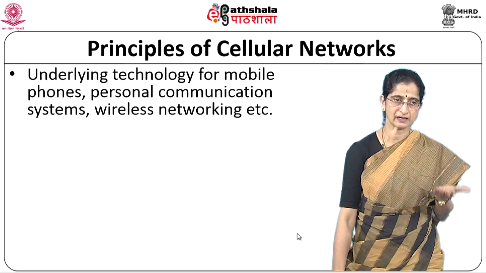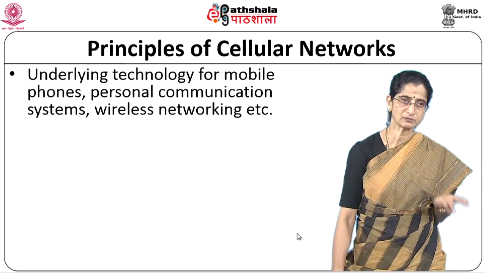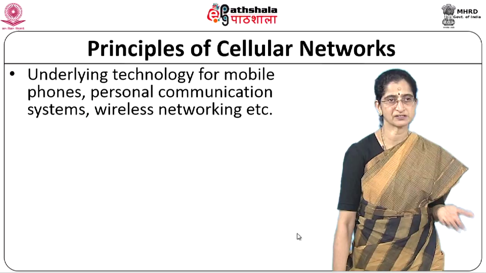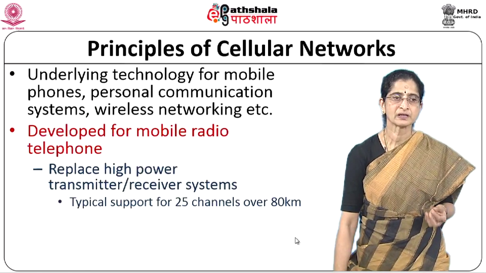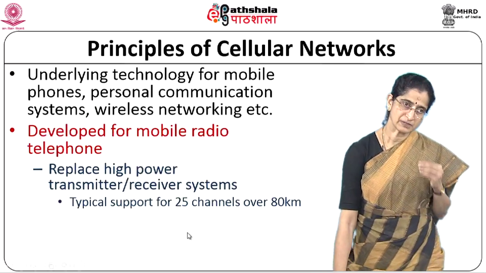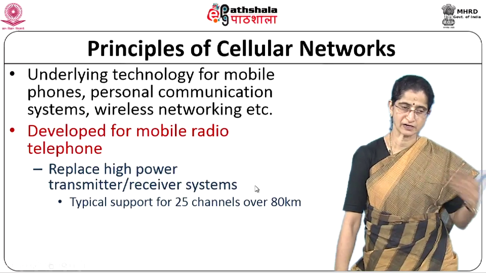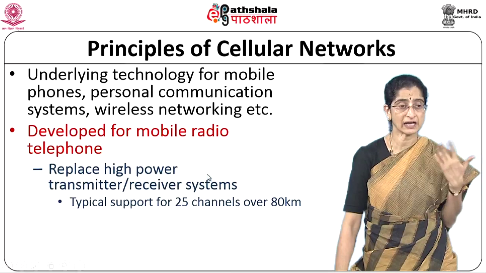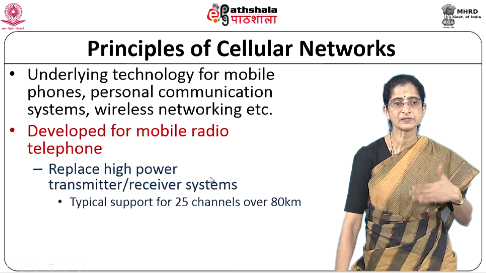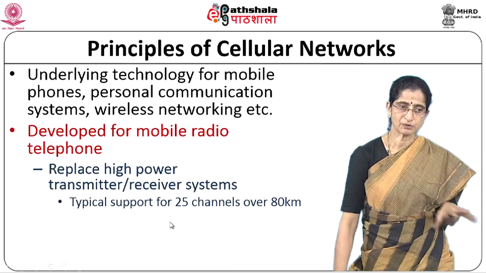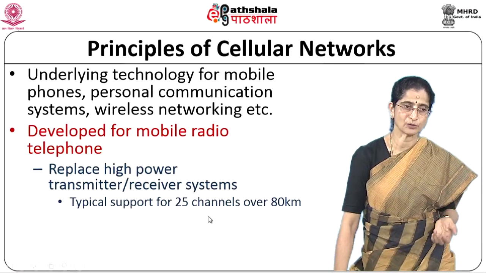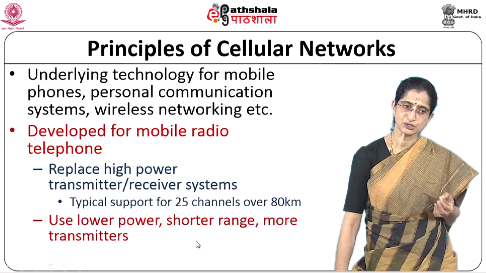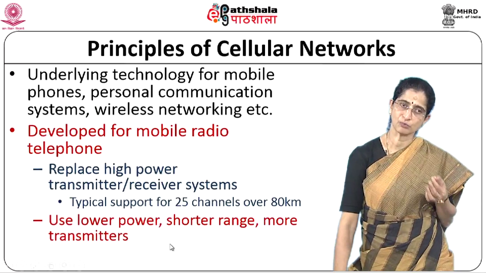So it's basically the underlying technology for all our mobile phones, personal communication systems, wireless networking, and so on. It was developed for mobile radio and telephone. Initially, it was meant to replace the high power transmitter receiver systems that we had. Typically, it supports about 25 channels over 80 kilometers. The idea is to use low power, shorter range, and more transmitters.